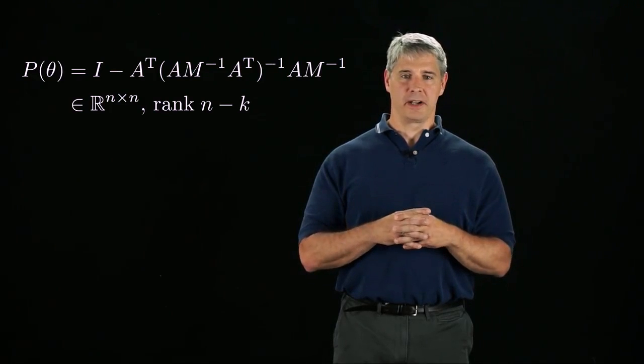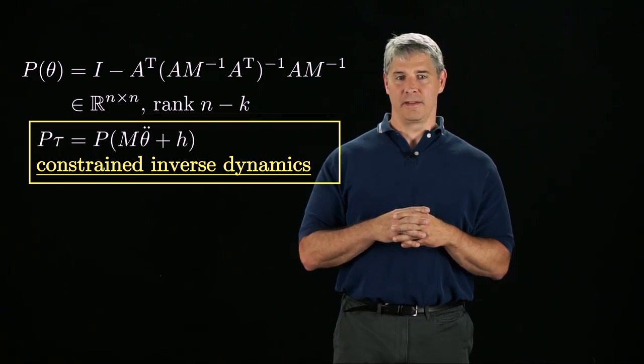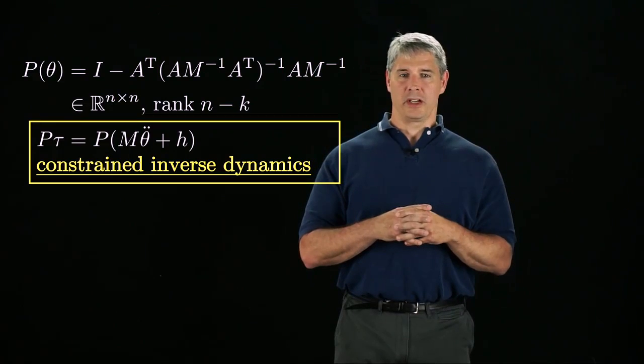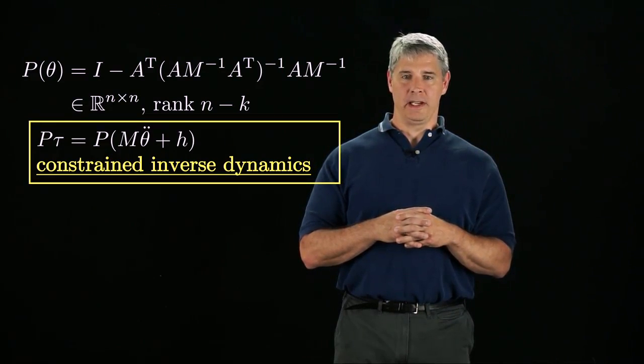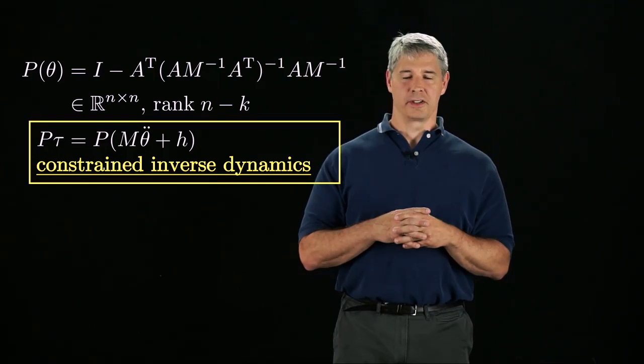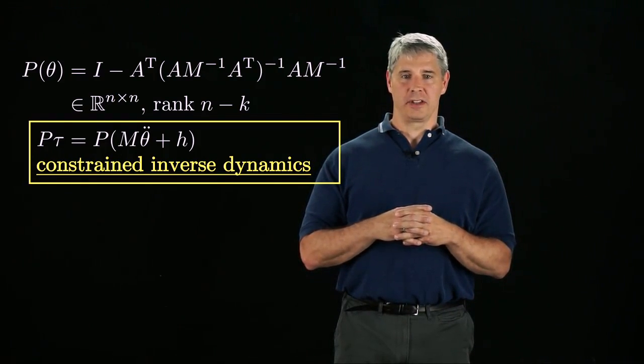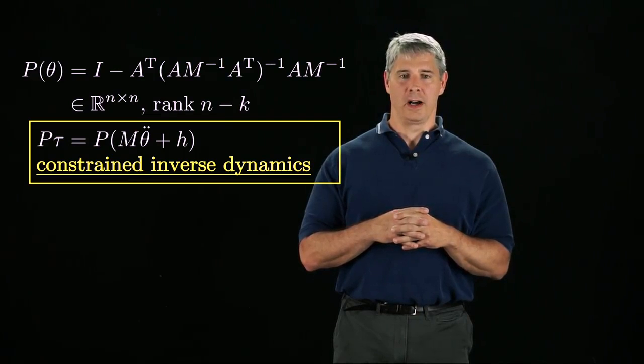Using this projection matrix, we can define the constrained inverse dynamics, Pτ = P(M(θ)θ double dot + h). Since P is not invertible, we cannot pre-multiply both sides by P inverse to get the unconstrained inverse dynamics. Instead, P projects the joint torques τ to the joint torques that move the robot, eliminating the joint torques against the constraints that cause no motion of the robot.